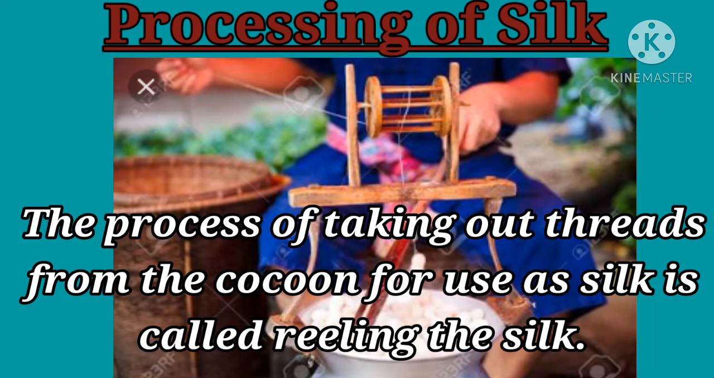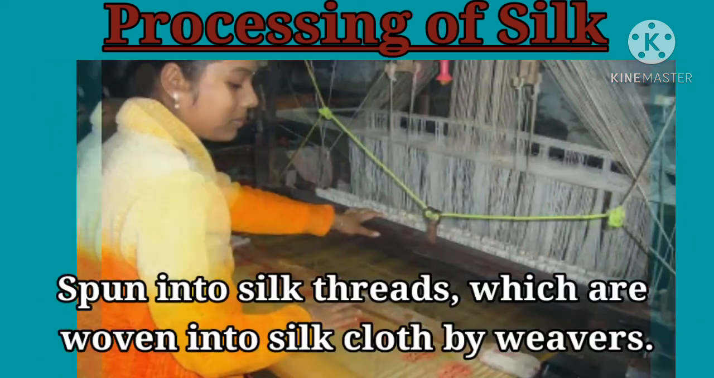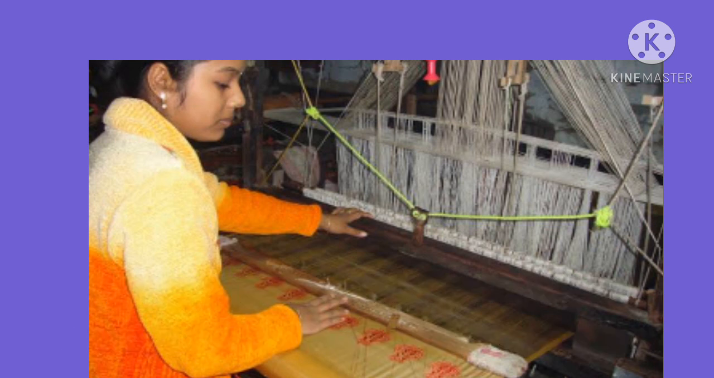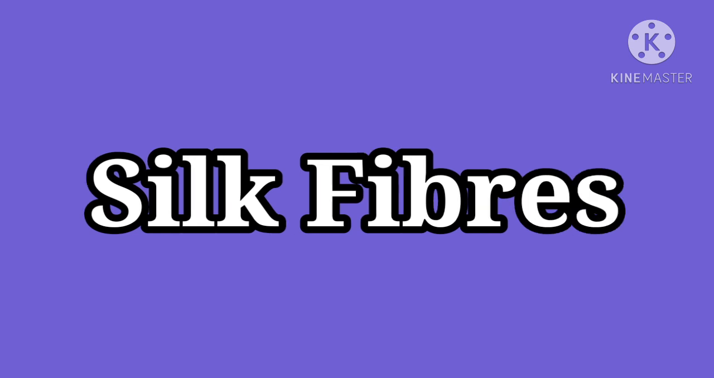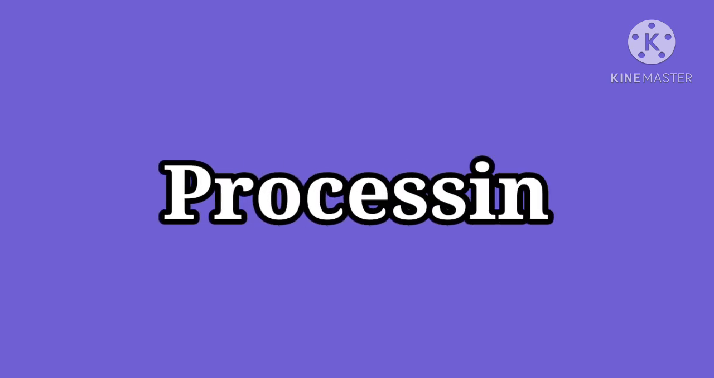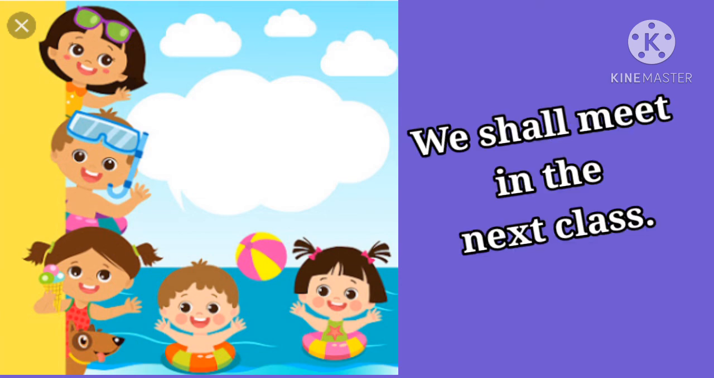Reeling is done in special machines which unwind the threads or fibers of silk from the cocoon. Silk fibers are then spun into silk threads which are woven into silk cloth by weavers. Thus, my dear students, till now we have studied about the silk fibers and rearing silkworms as well as processing silk, etc.